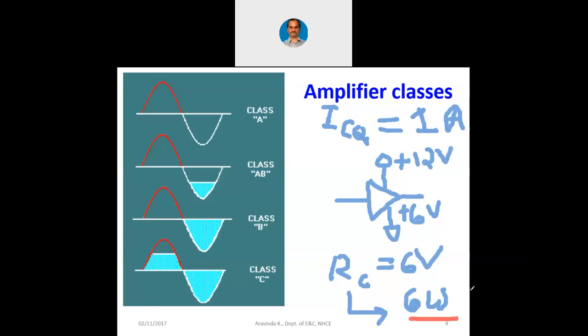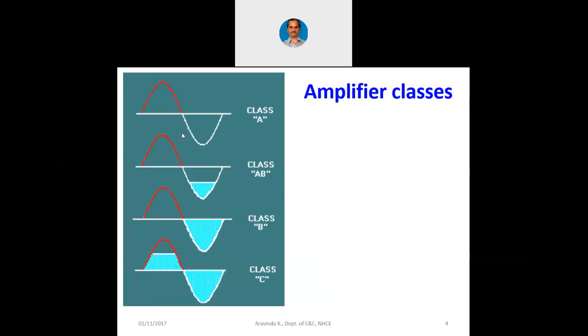So we have to compromise on the amplifier device's life. It will have a lesser life. In the long run, the amplifier will not sustain because there is a DC power consumption always. That is called class A operation. Class A means the amplifier works through the complete cycle of the input signal.